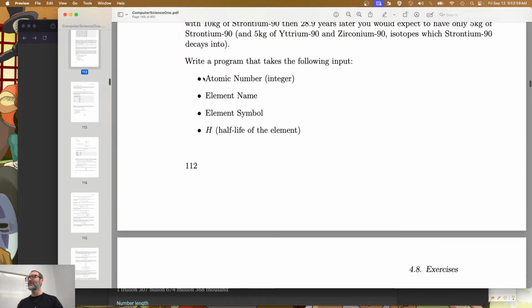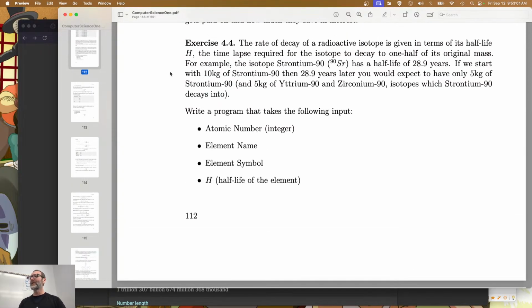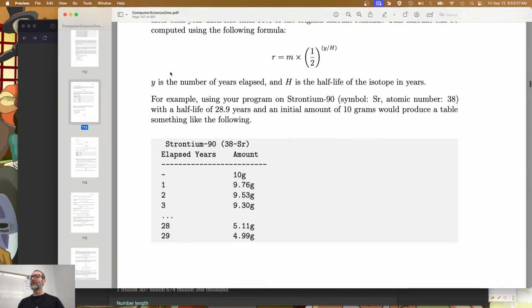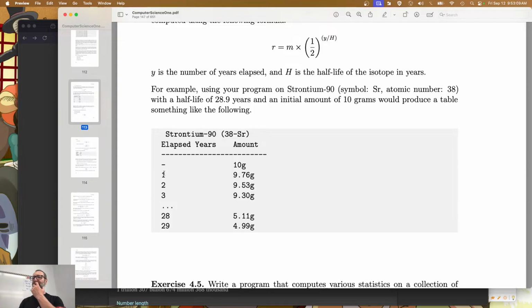No suggestions? The rate of decay of a radioactive isotope is given in terms of half-life, right? This is usually my go-to, especially in CS2. So for example, strontium-90 is radioactive and has a half-life of about 30 years. So in other words, if you started out with 10 grams today of radioactive strontium, then in a year, you would only have 9.76 grams.